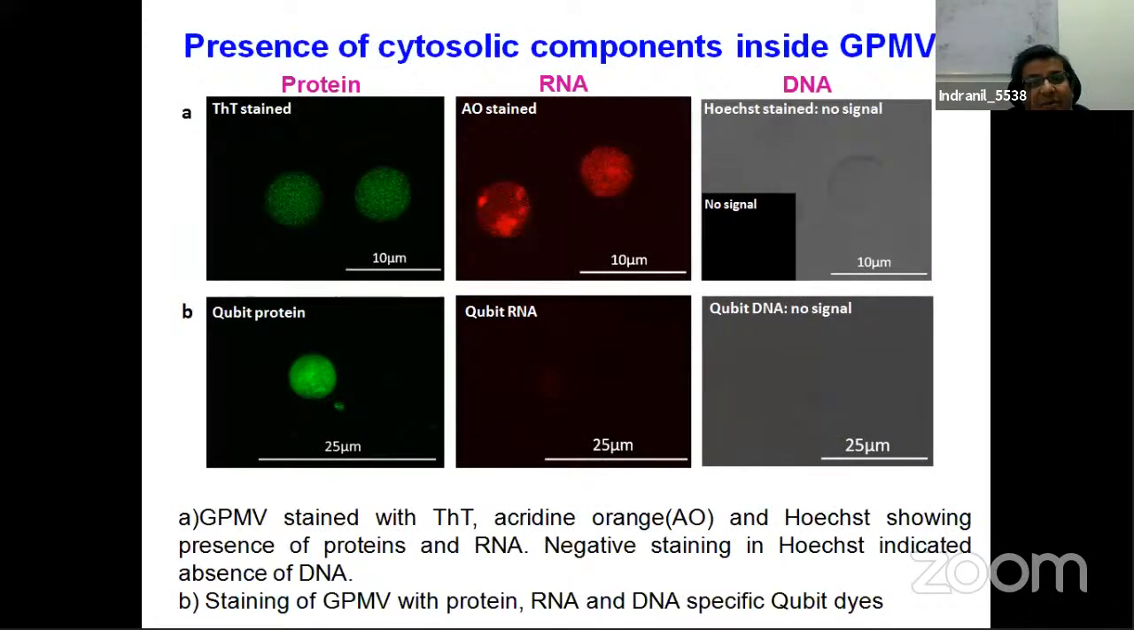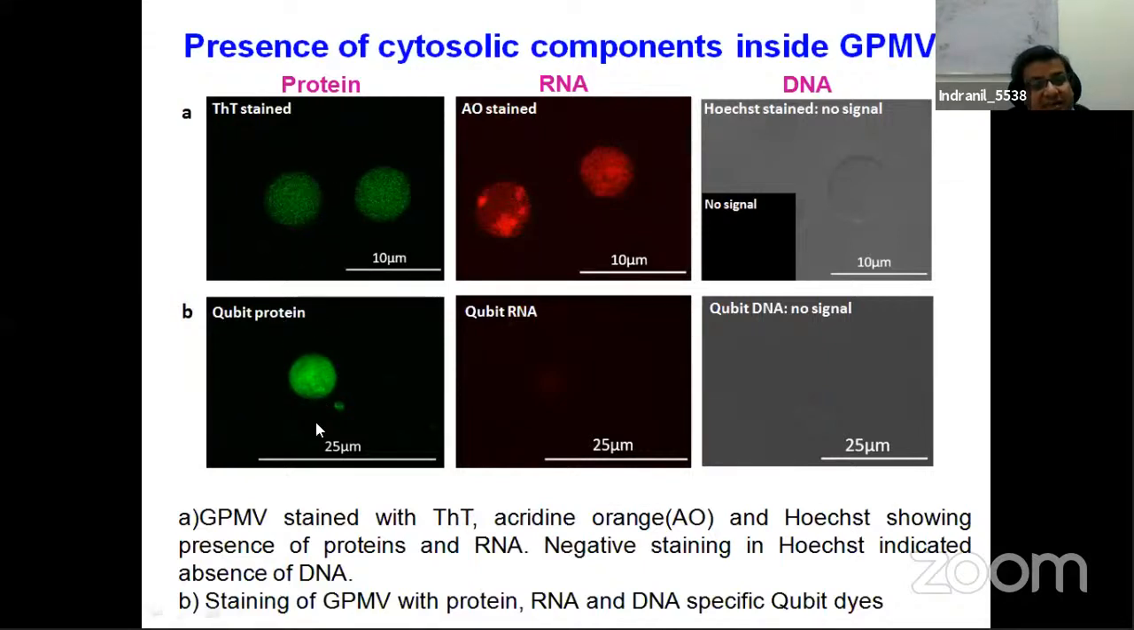Let's have a look at what kind of bioactive molecules it can contain. These are some data from my own lab, just to give you some idea. We generated these giant plasma membrane vesicles from cells, and then we stained them first to check whether they contain protein or not. We used two different kinds of non-specific protein markers, not specific antibodies. One is ThT stain, another is Qubit. It is a commercial protein marker.